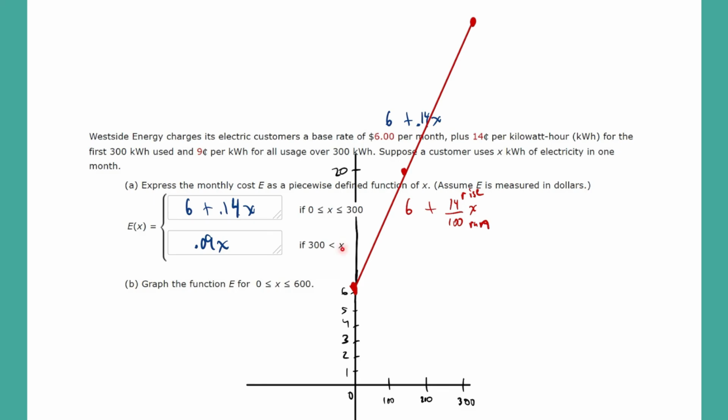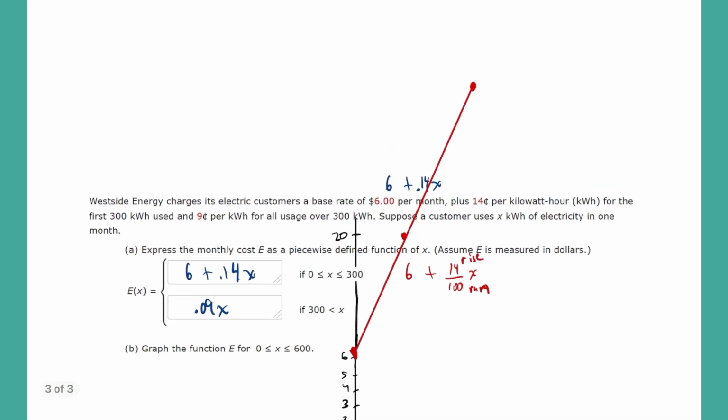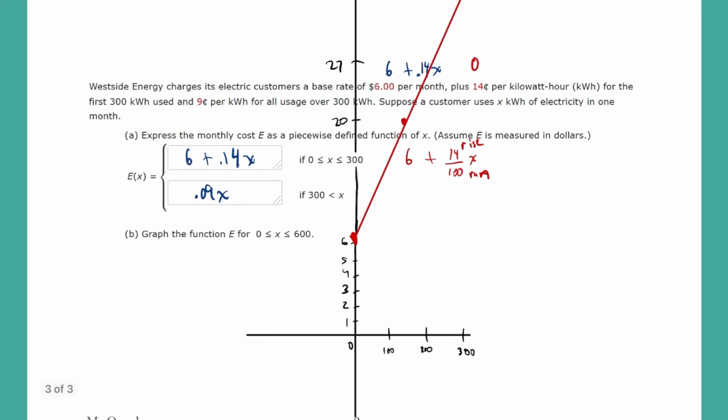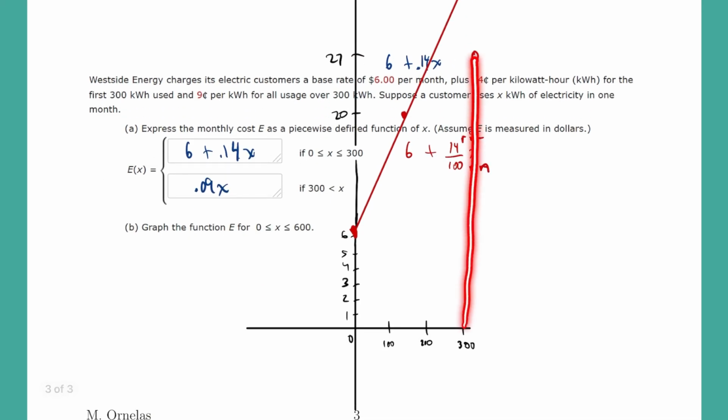And then here, at 300, you want to plug in 300 even though it's not defined. So 300 times 0.09 is 27. So here you would go to 27, which is somewhere over here probably, open circle. We'll say 27 is here. So at 27, you want an open circle. All right, that's at 300. And open circle because it's not equal there.